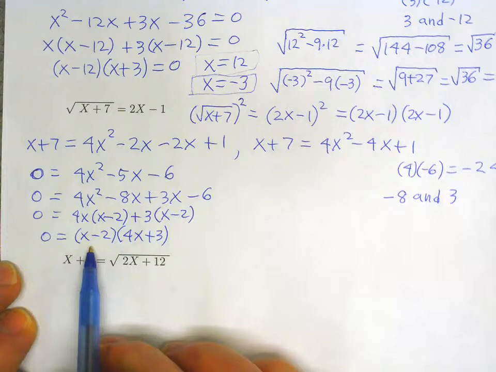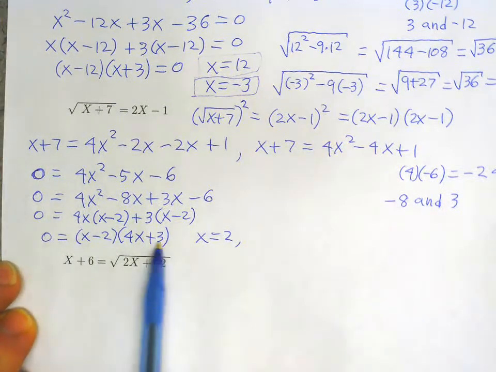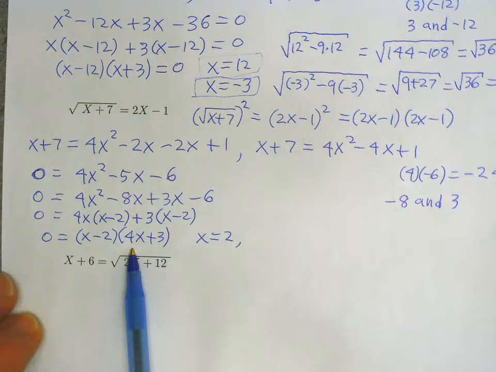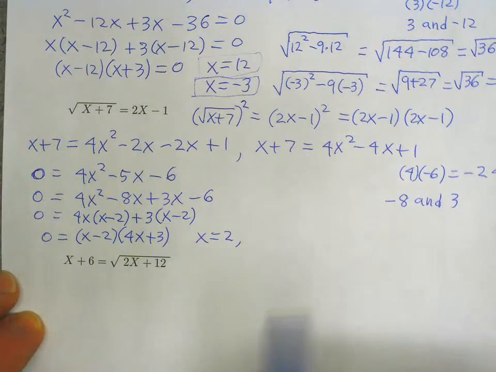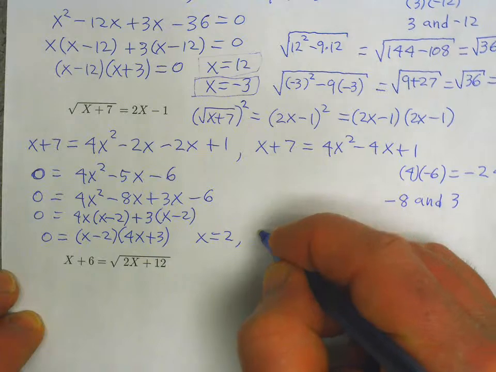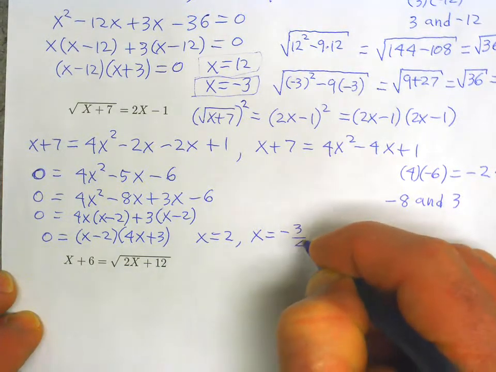Okay, so one of the solutions is x equals 2. And the other solution, when we set 4x plus 3 equal to 0, we subtract 3 and then divide by 4. So the other solution is x equals -3/4.